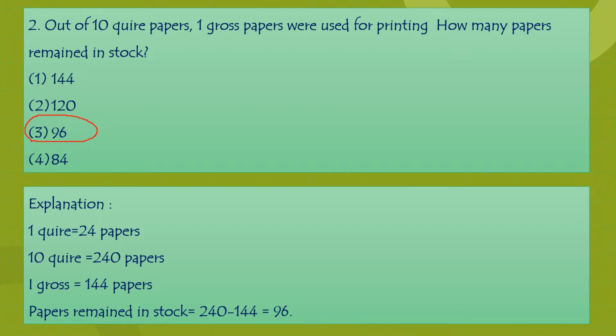Understood? Very simple. If you know the number of choir, 1 choir is equal to how many papers? 1 gross is equal to how many papers? So, you can simply subtract them and get the answer. It is very quick and you can do it very quickly also.